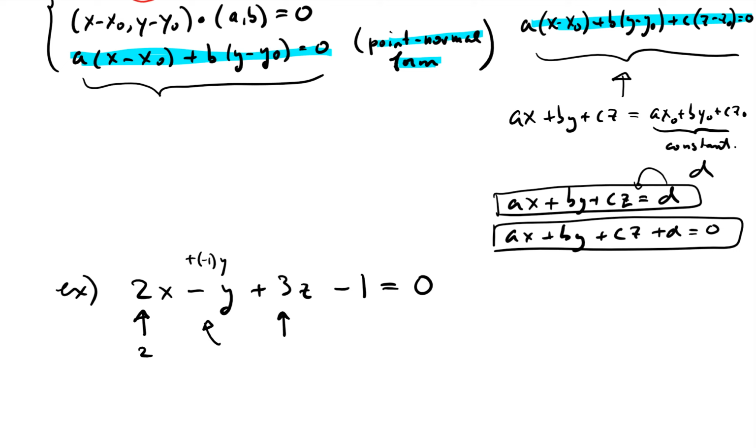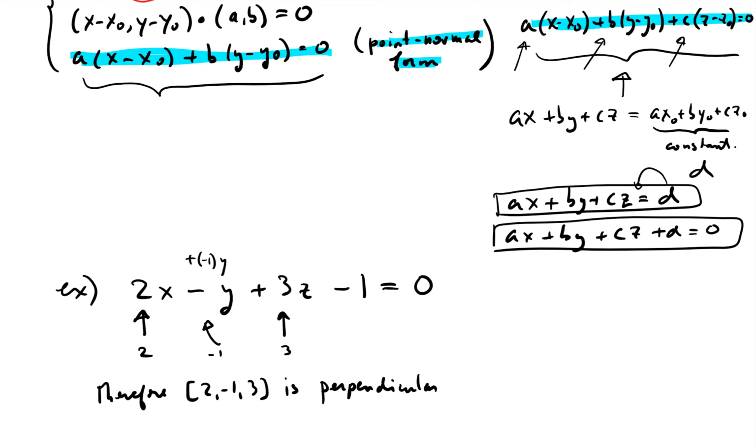The coefficients 2, minus 1, and 3, those correspond to my ABC. And ABC over here, remember, those are the same ABC that I have here. So those are the coordinates of a vector that's perpendicular to my plane. So therefore (2, minus 1, 3) is perpendicular to the plane.